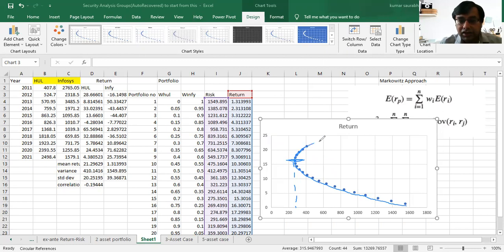But the section which lies above this point is known as the efficient frontier. Why efficient frontier? Because at a given level of risk, let's say at this level, I have two portfolios, let's say this A portfolio and B portfolio. So the return generated from B portfolio is more than the return generated by A portfolio. So it will happen for all portfolios lying above this point. So that is why this particular section is known as the efficient frontier.